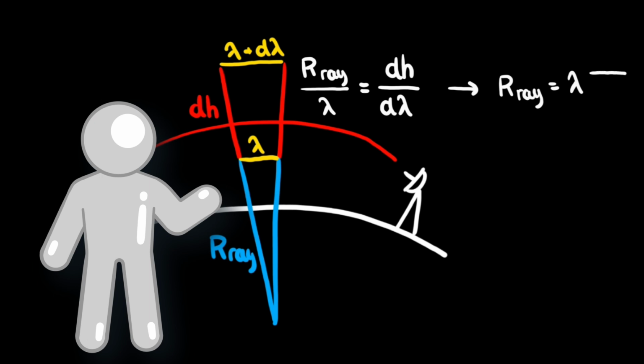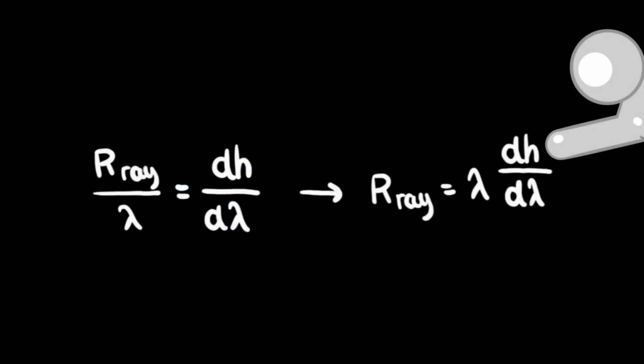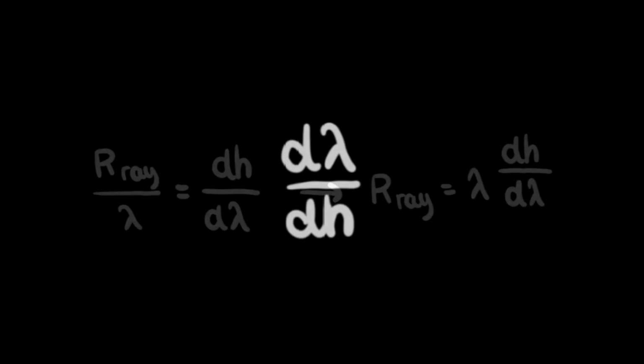So rearrange and we have an expression of the radius of the ray, but we don't know this part, which is how much altitude changes with wavelength. We can take the inverse so that it is maybe a bit more intuitive: how much wavelength changes with altitude. So we take the derivative of our altitude-dependent wavelength equation from before. To calculate this, we need to know how much the refractive index changes with altitude. This is something we can do experimentally.